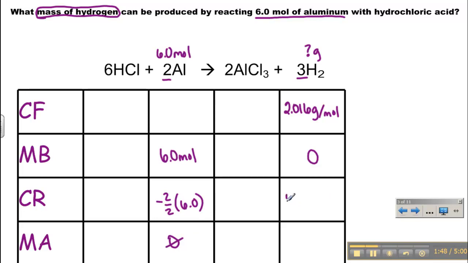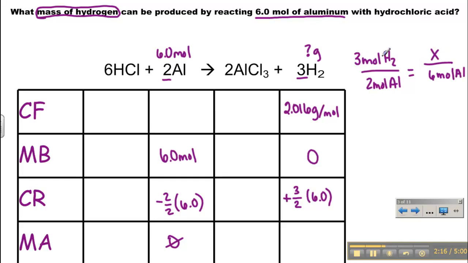For hydrogen, we're going to gain, now our mole fraction is going to be 3 over 2. 3 because that's the column that we're in, 2 because that's the moles of aluminum. And then we're going to multiply by our moles. Now remember that that comes from setting up 3 moles of hydrogen to 2 moles of aluminum equals x over 6 moles of aluminum. And when we cross multiply, you'll notice that you get 3 times 6 divided by 2 equals x. Alright, so in this case, x is going to equal 9 moles.